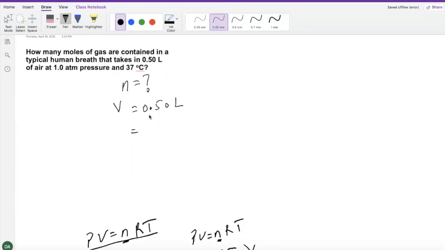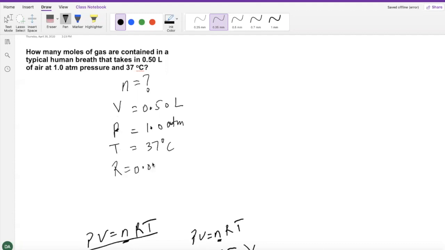We have the atm. So 1 atm. What is this? Pressure. Okay. What else do we have? 37 degrees Celsius. So what is this? That's temperature. So guys, you see we are given V, P, and T.